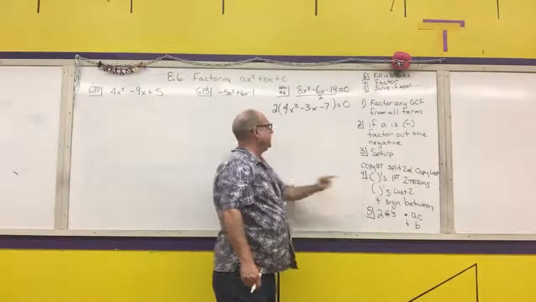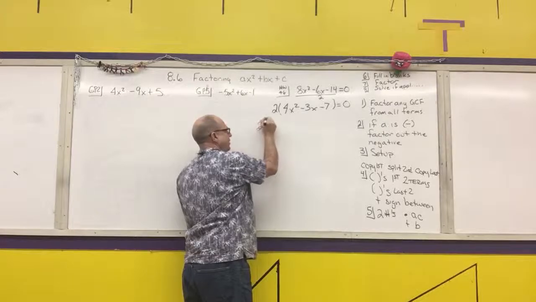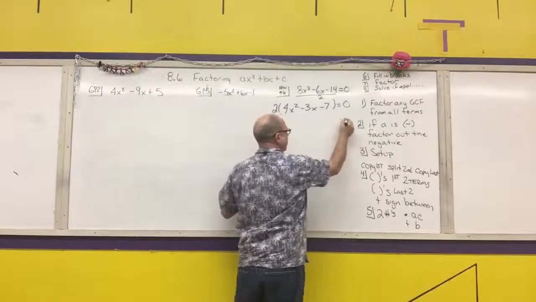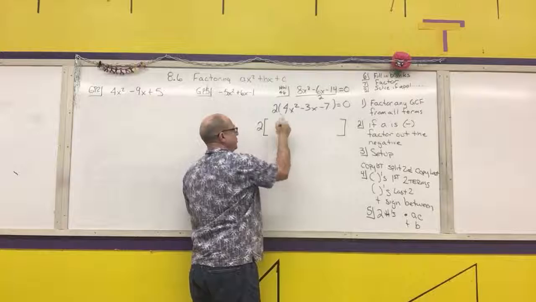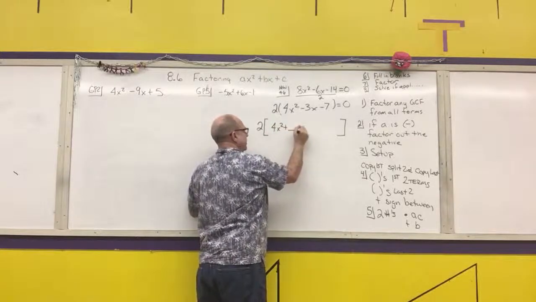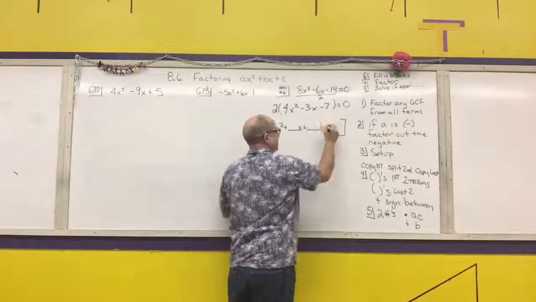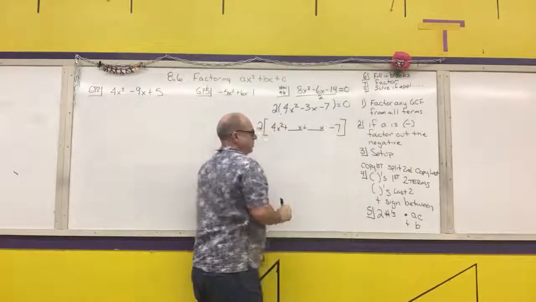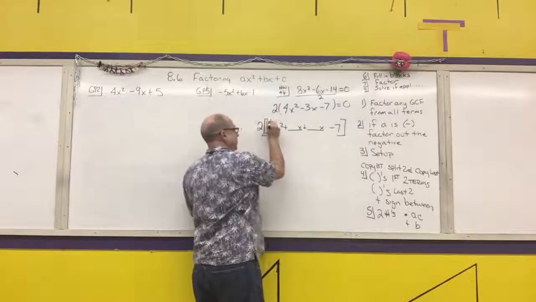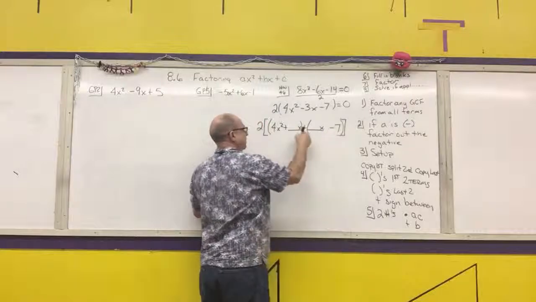Step 3 and 4 is setup. Notice because I have something coming along for the ride, I'm going to use square brackets in my setup. Copy the first term. Plus blank x, plus blank x. That's splitting the second term. Copy the last term. Parentheses around the first two terms. Parentheses around the last two terms. Plus sign in between the two.